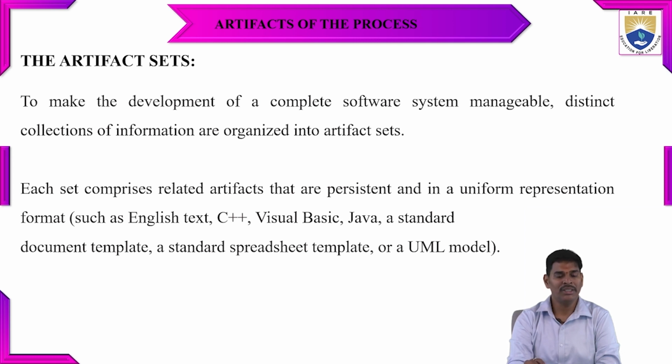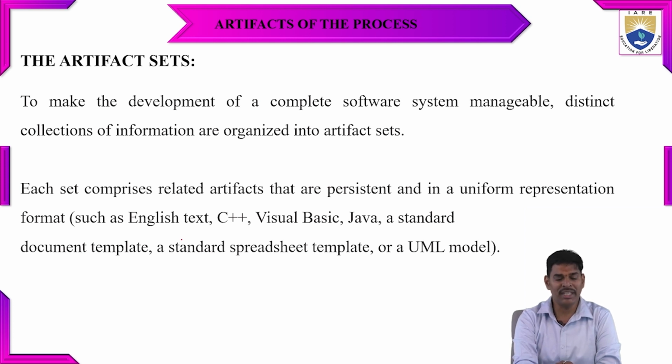Okay. So here in the artifacts of the process, now we'll see what the artifact sets are. Here the development of a software system becomes manageable. So we have different types of collections of information to be organized in the artifact sets. Each set will be related and can have uniform representations.